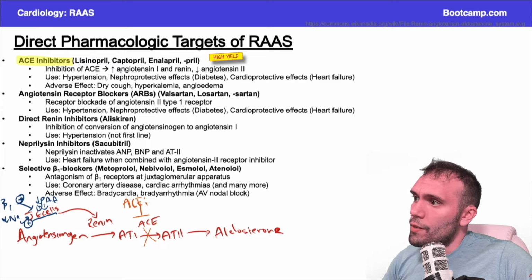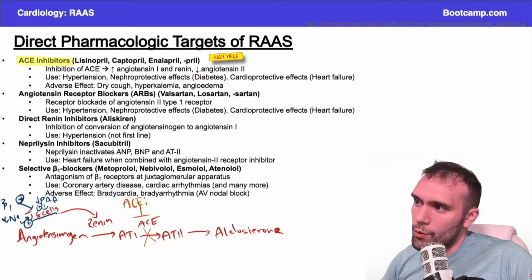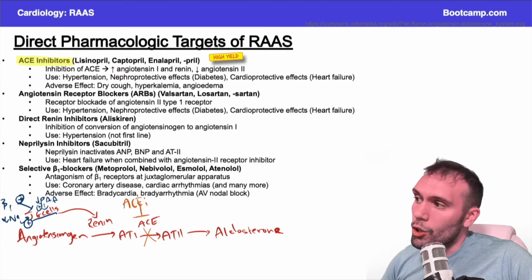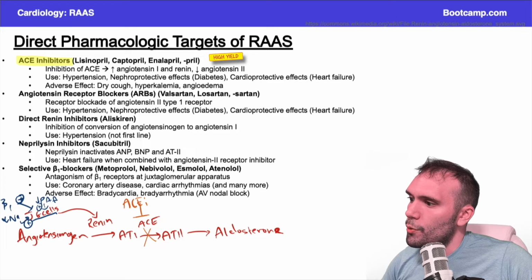So again, inhibition of ACE increases angiotensin 1 and renin, that's what we just said. Decreases in angiotensin 2 are going to be the arrow-pushing signs that you're looking for. Arrow-pushing mechanisms are huge for Step 1. So you want to be familiar with this pathway and what area is affected.